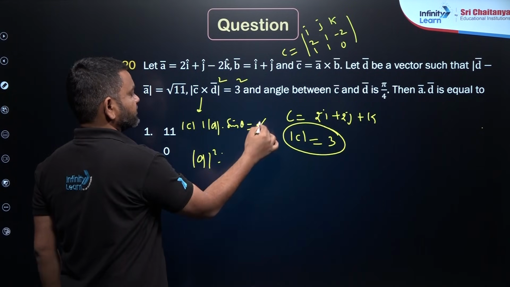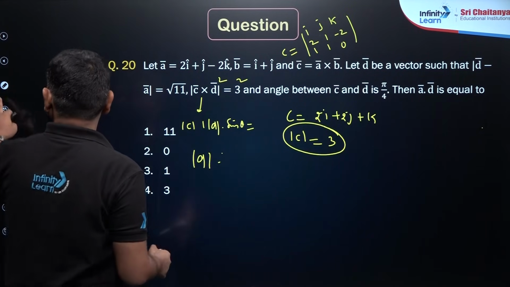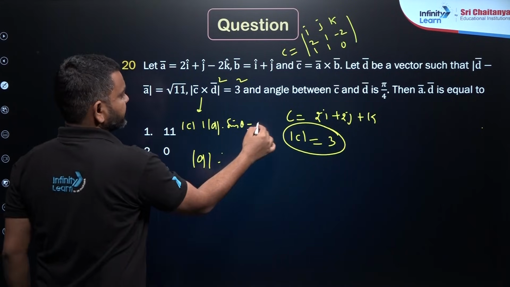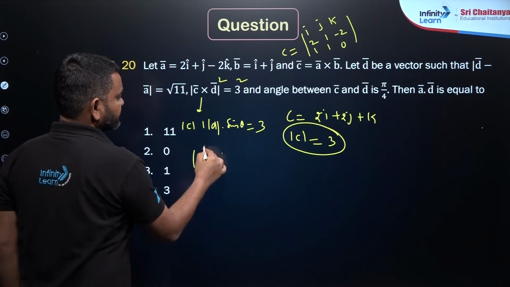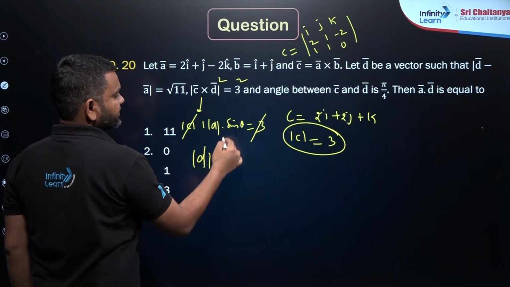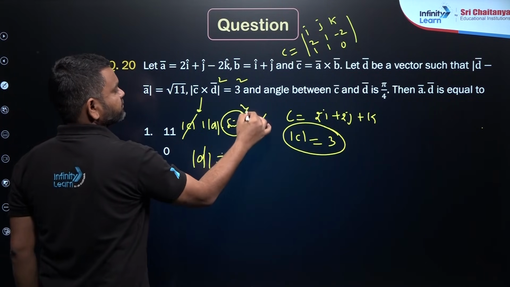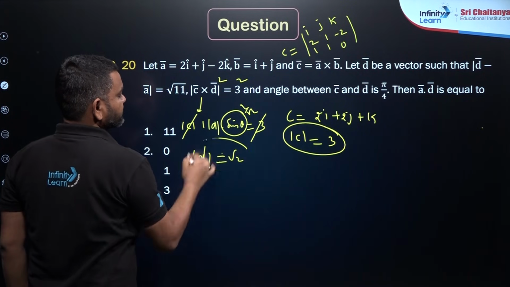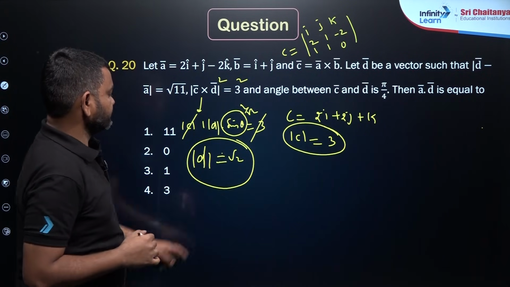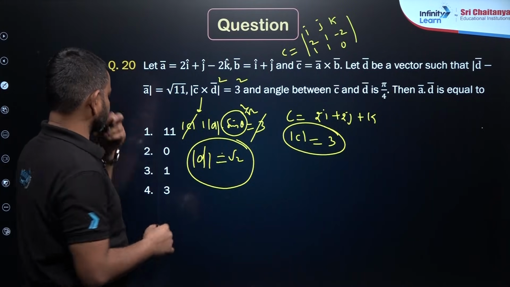Without the square, your answer will be easier. C, D: this is 3, and the C value is already 3, so the 3 gets cancelled. D equals, with theta as pi by 4, this is 1 by root 2; root 2 goes to the right side and this becomes 2. So modulus D is equal to 2 from this.